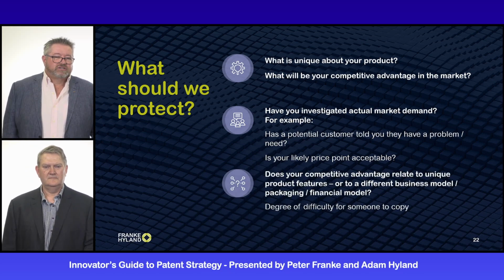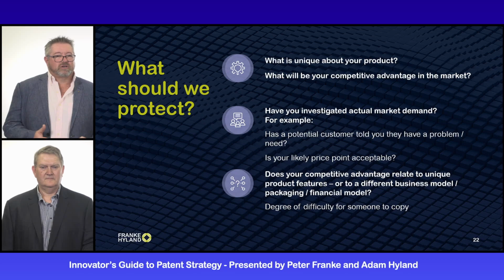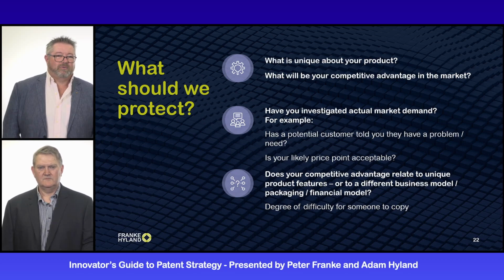Also, does your competitive advantage relate to unique product features, or does it relate to a different business model or packaging for the material or financial model? So what are the other barriers to entry for someone else to actually get in and copy this product? It's really good to understand that. For example, as happens in medical devices, sometimes the medical device itself won't be your main profit center. You'll be virtually giving them away, but you might be making a lot of money on selling consumables. If that's the kind of model, then that will also impact on how we actually set up the IP strategy.